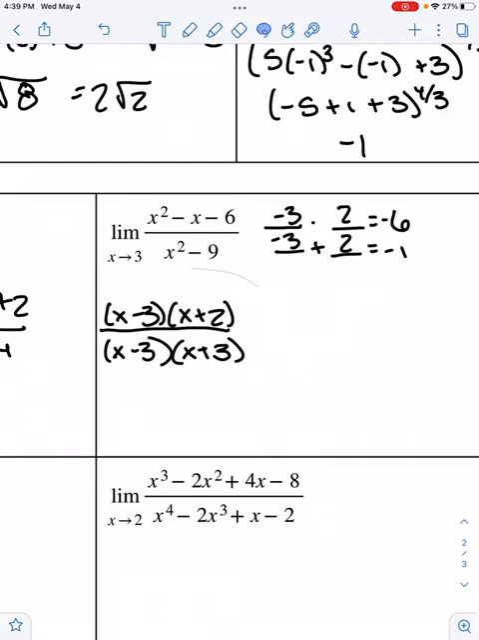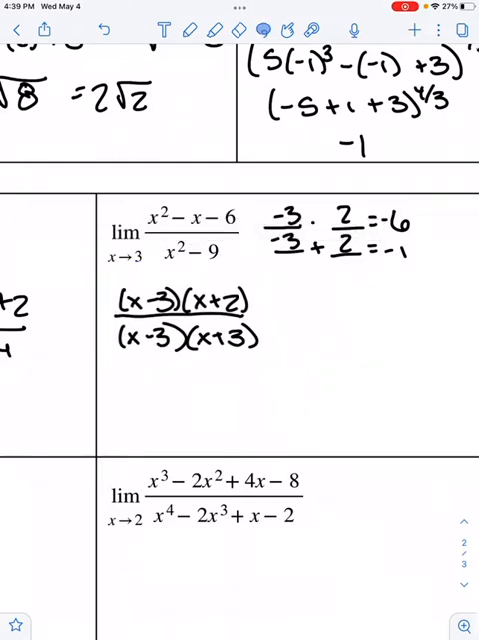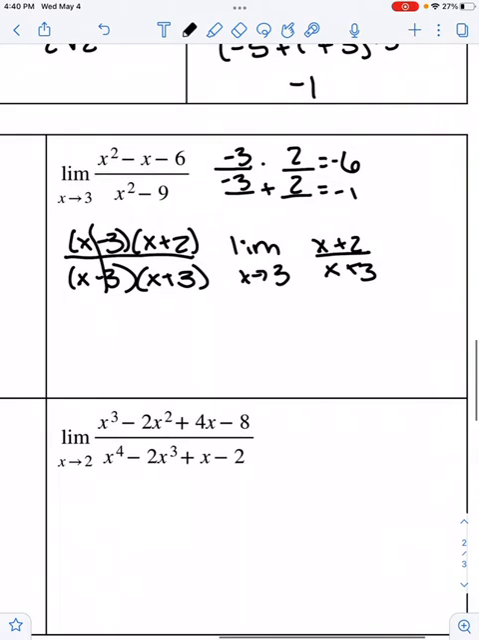And now you can see that we can simplify this fraction by canceling out those x minus 3's. And we're left with the limit as x approaches 3 of x plus 2 over x plus 3. Now when we plug in 3, we get 3 plus 2 over 3 plus 3, which equals 5/6.